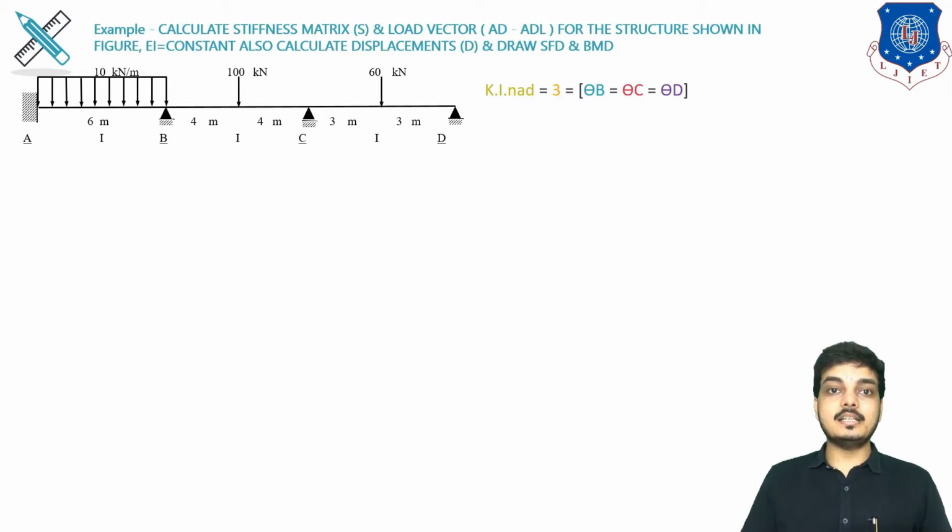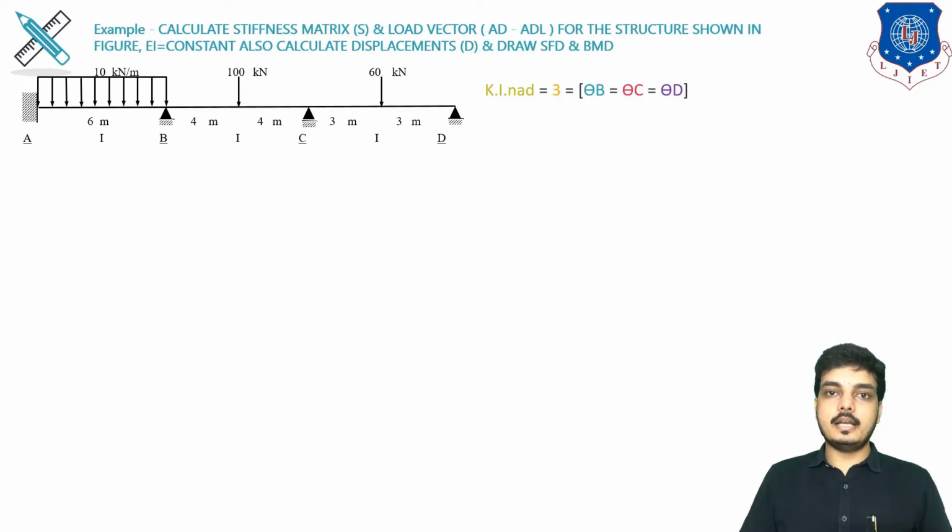Now you can see that a 3-span beam is given. In the previous sum, only 2 spans were given. So now here AB, BC and CD spans are given. AB is of length 6 meter, BC of length 8 meter and CD again 6 meter.